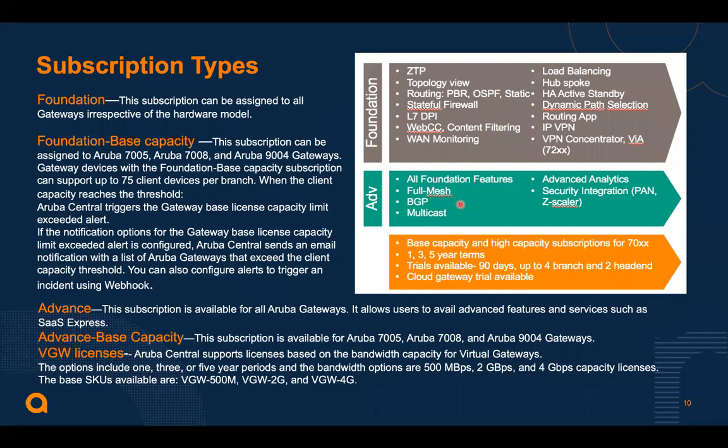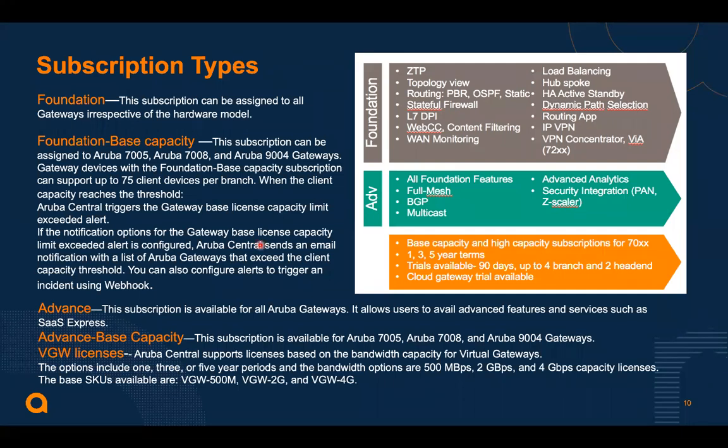And then comes the virtual gateway licenses. These would be applicable for the virtual gateways that we host on Azure or AWS kind of platform. And we have contracts for a one year, 3 year, or 5 year period. And also we do have a bandwidth option on the VM for 500 Mbps, 2 GB or 4 GB. And this too totally depends on the requirement.